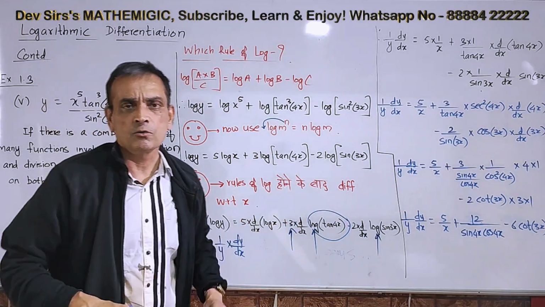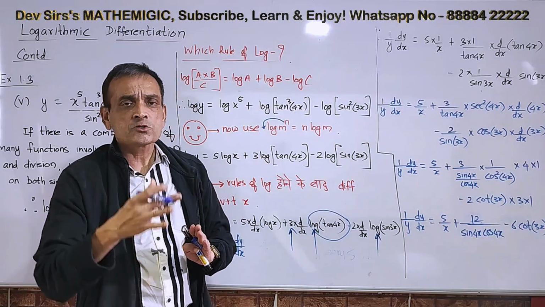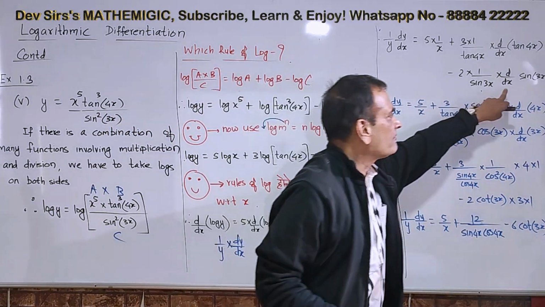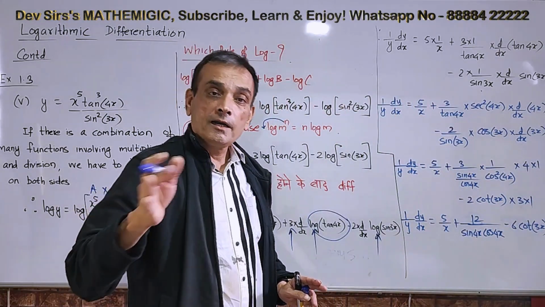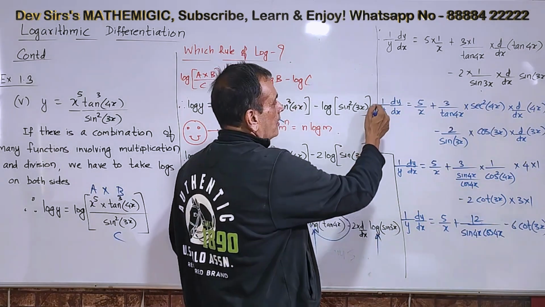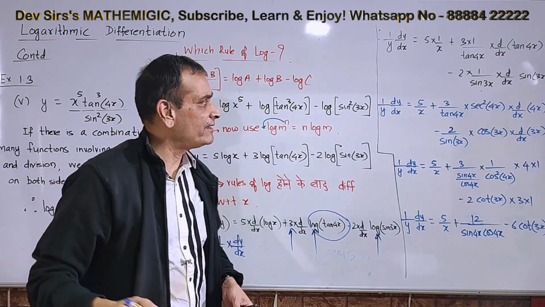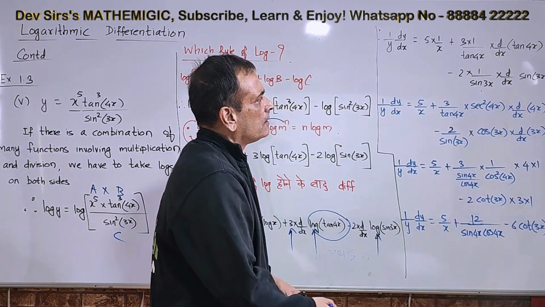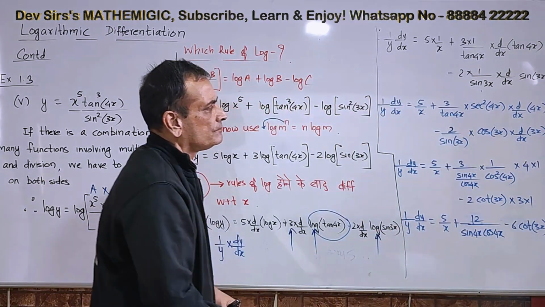Get used to this now, right? Whatever is in front of log, take 1 upon that, and then take the derivative of that function also. Therefore d by dx of sin 3x. Okay, let us go ahead. 1 upon y dy by dx is already there. Derivative of log y gives 1 upon y dy by dx, then 5 into 1 upon x is 5 upon x, then 3 into 1 upon tan 4x, 3 upon tan 4x.